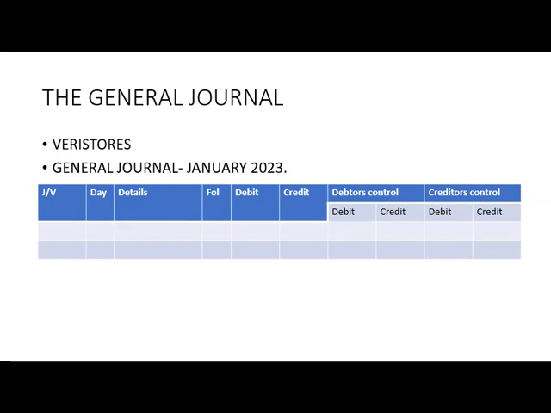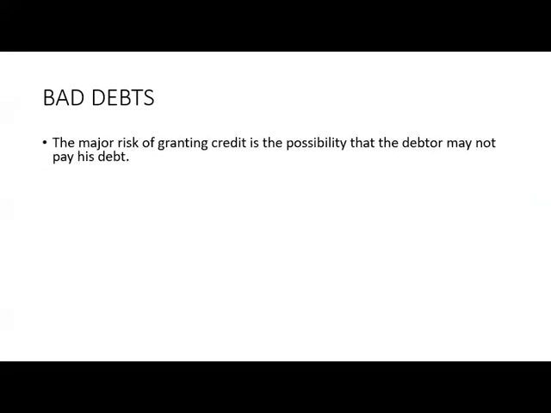Now, I will start with the first example of transactions that should be recorded in the general journal, and that will be bad debts. Now, you might be asking yourself, what is bad debt? The major risk of granting credit is that your debtors may not pay you back. If your debtors take time to pay you, you will charge them interest. If they still don't pay you, you will send them regular reminders to remind them to pay you.